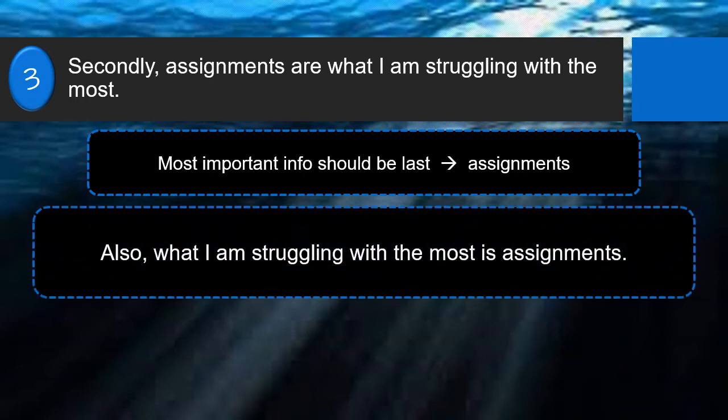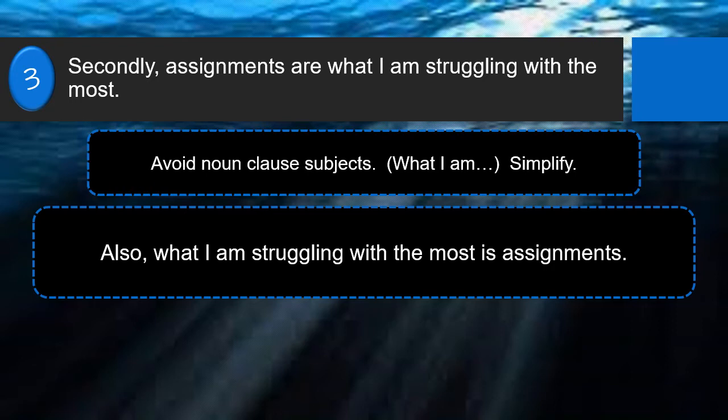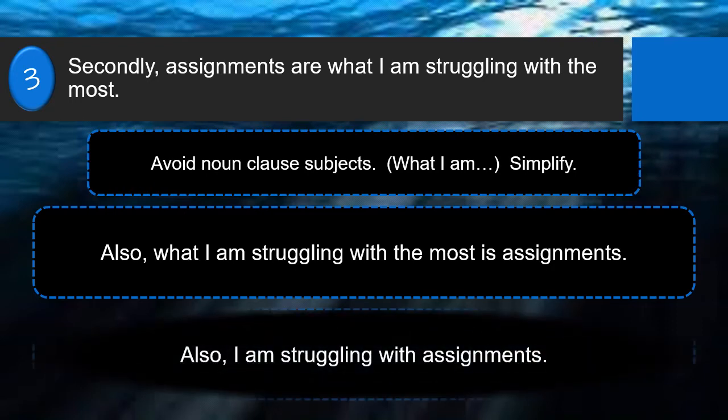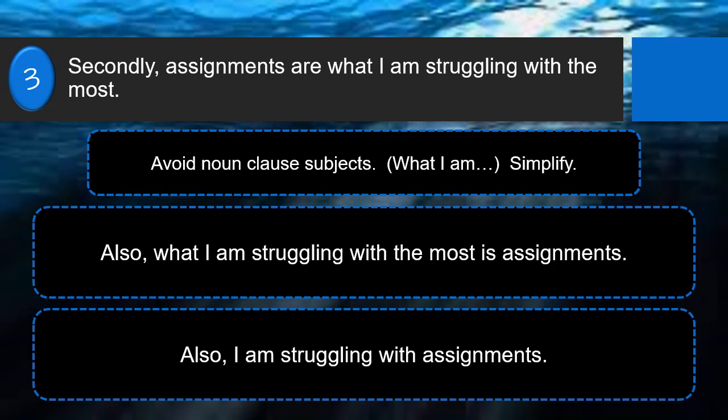The most important information should be last. Assignments, that's what I'm struggling with, so that should be last. Also, what I'm struggling with the most is assignments. I've changed "secondly" to "also." Also, try to avoid noun clause subjects, "what I am." Simplify this. "Struggling" should be the main verb of the main clause, if possible. So, also, I'm struggling with assignments.